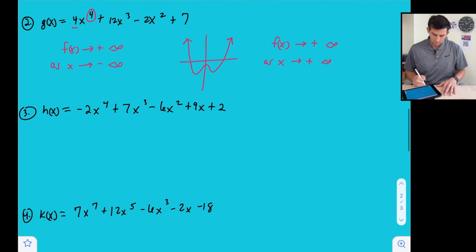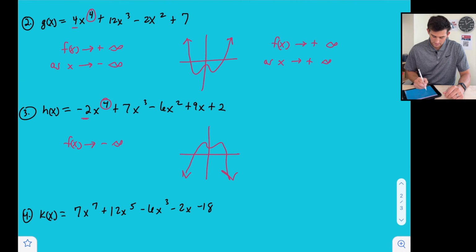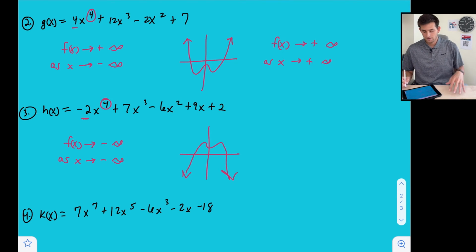All right, next example. Now our leading coefficient is negative, and we have an even degree. So very similar to number 2, but now our graph is going to look more like an M instead of a W, right? We kind of reflected that over. So now we're going to say f of x approaches negative infinity on both sides of this graph, but now we're going to say this is as x also approaches negative infinity. So as we move to the left on our graph, the graph is going down.